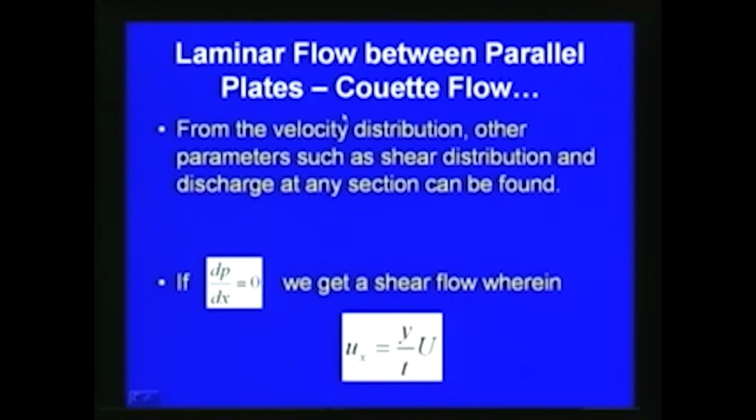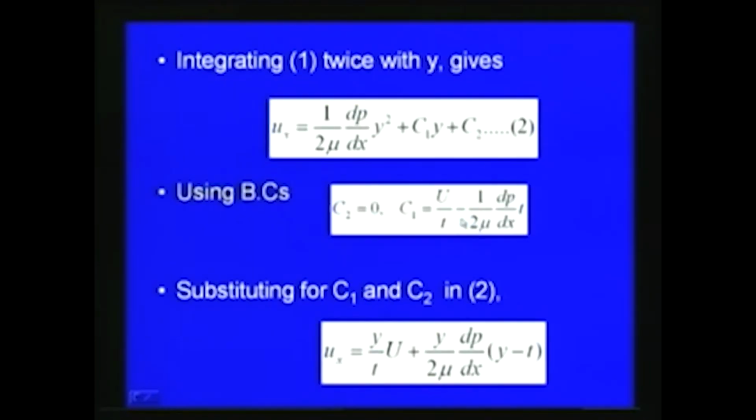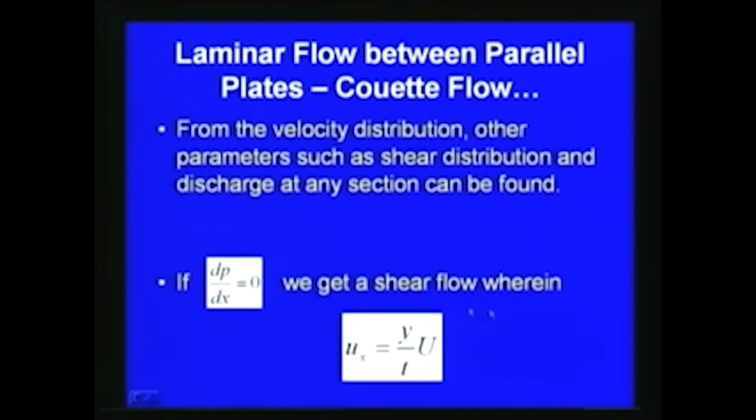Now, for example, in this particular case, if dp by dx is equal to 0, then in the earlier expression the second term goes, and we get ux equal to y by t into U. This kind of flow, wherever the pressure gradient in the x direction dp by dx is equal to 0, is called shear flow. In that case, the velocity is a simple expression, y by t into U. So this is called a shear flow.